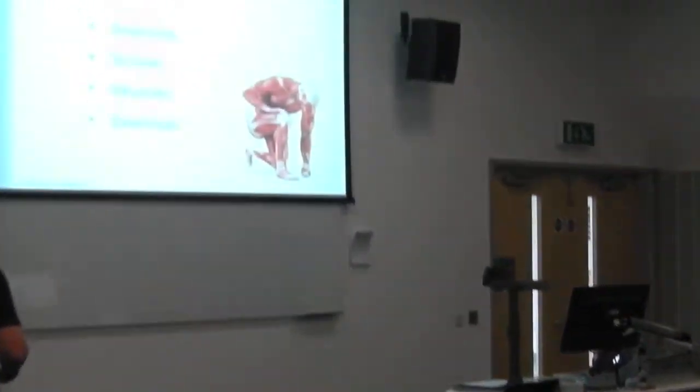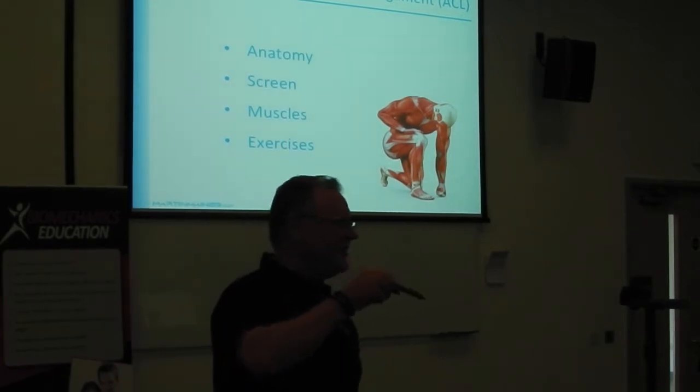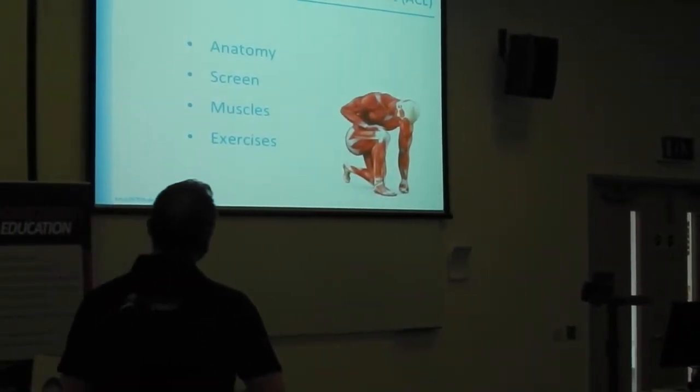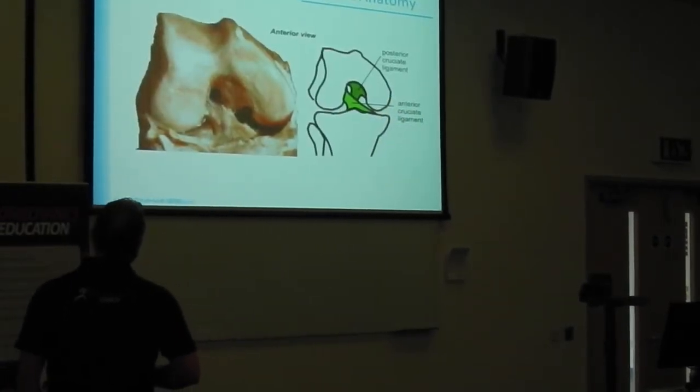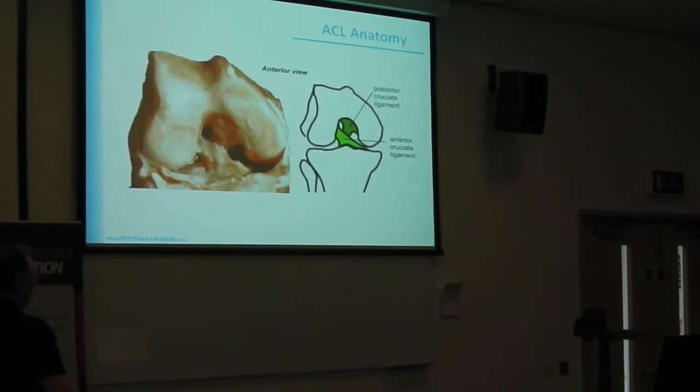ACL. The PCL is going to follow. We'll email that to you. It's all on the presentation, but we'll just do the ACL because that's what it was. So the anatomy. We've covered it really. So they've taken the patella off. That's the anterior cruciate in here.